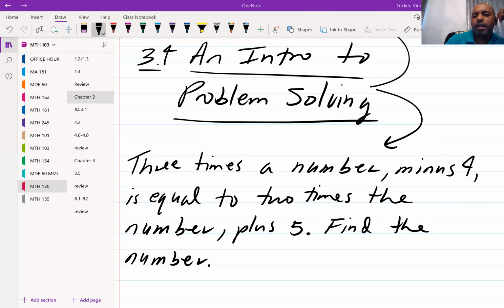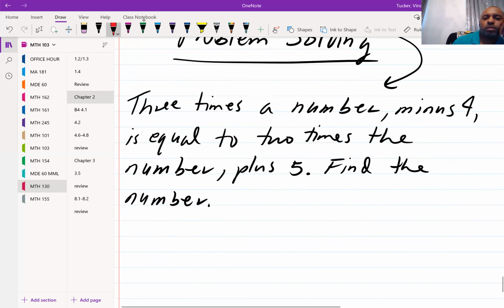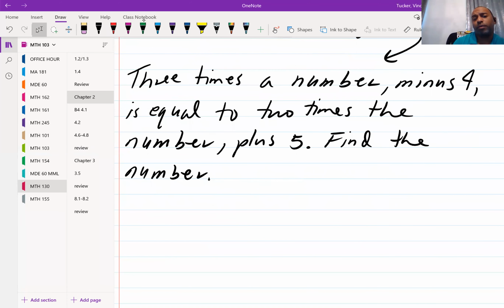All right, so 3 times the number minus 4 is equal to 2 times the number plus 5. Find the number. All right. So, like I mentioned before, the first thing you want to look for is your equal sign. And so notice it says 3 times the number minus 4 is equal to. So that's our equal. So what comes before that is 3 times the number minus 4.